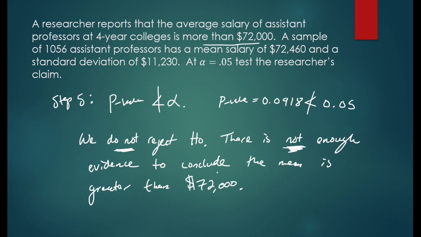A good tip to remember is if you do not reject the null hypothesis, then you're going to say there's not enough evidence to conclude the alternative. If you do reject the null hypothesis, then I would say there is enough evidence to conclude the alternative. So that's a good tip to remember if you're having a hard time stating your conclusion.